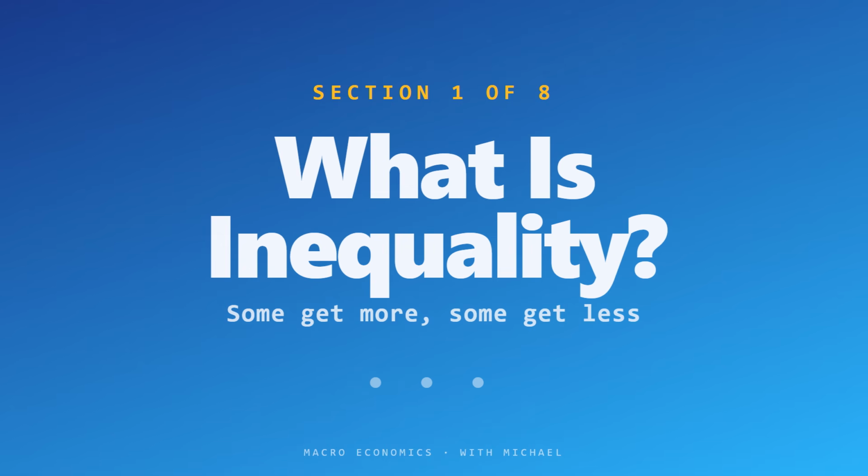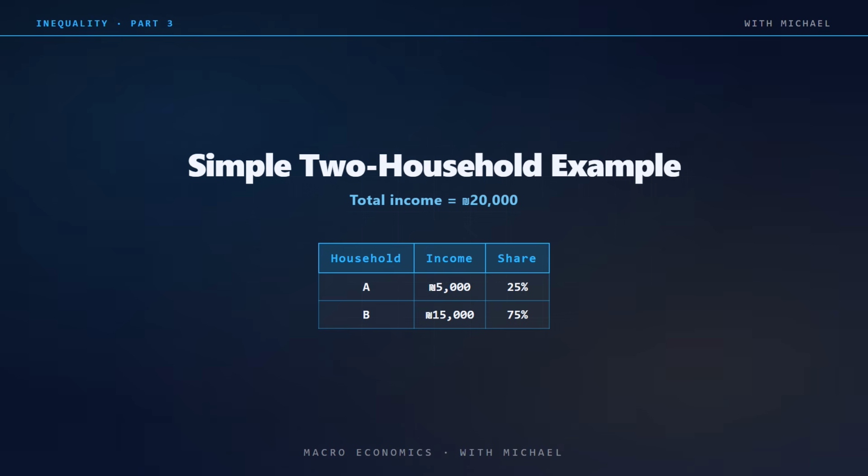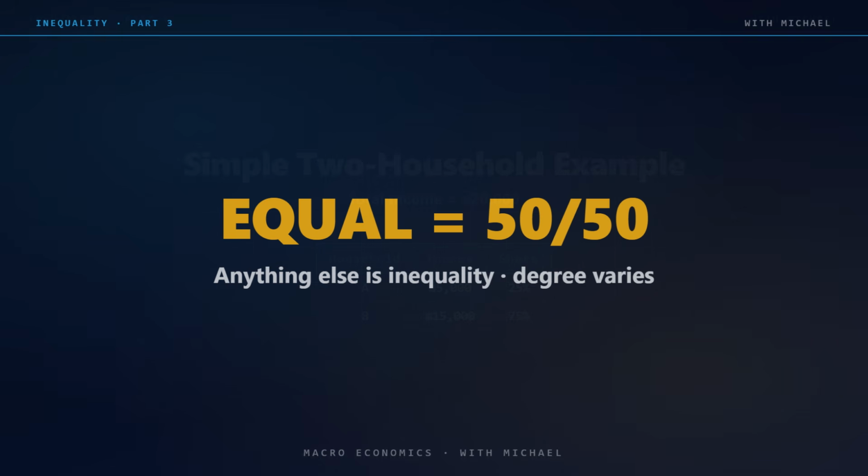Take a simple example. Suppose there are two households in an economy. Household A earns 5,000 shekels per month. Household B earns 15,000. Total economic income is 20,000. Household A receives 25% of total income. Household B receives 75%. Is this equal? Clearly not. Equal would mean each household gets 50%. The further the actual shares are from 50-50, the greater the inequality.